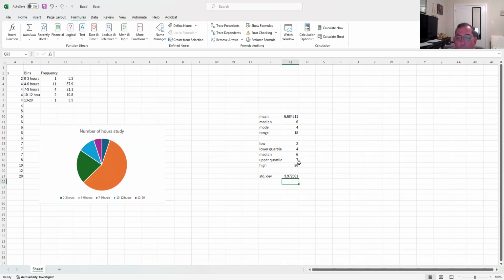So the one that had 20 would almost be what we would call an outlier. Because that 20 is a lot higher than my other highest, which was what, 12? So that's 8 hours more, y'all. So that 20 is throwing my data off a little bit and making my average a little higher here.